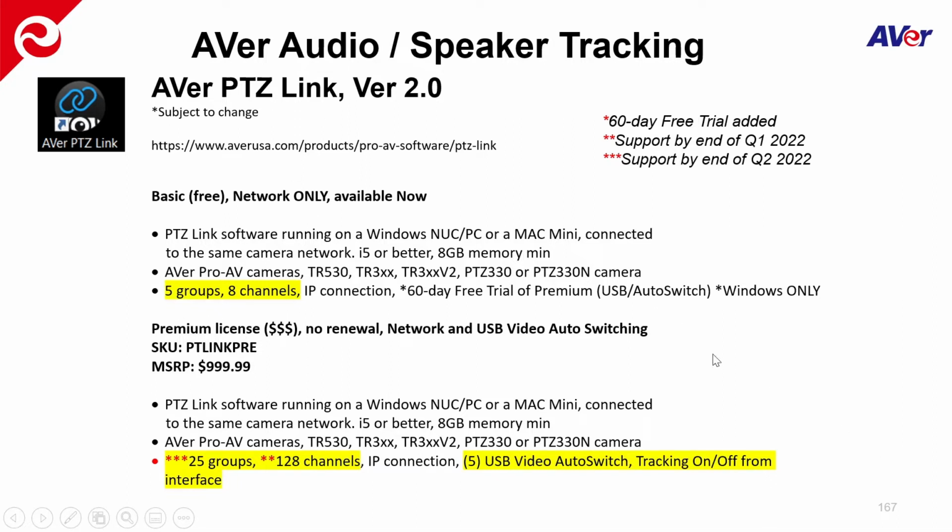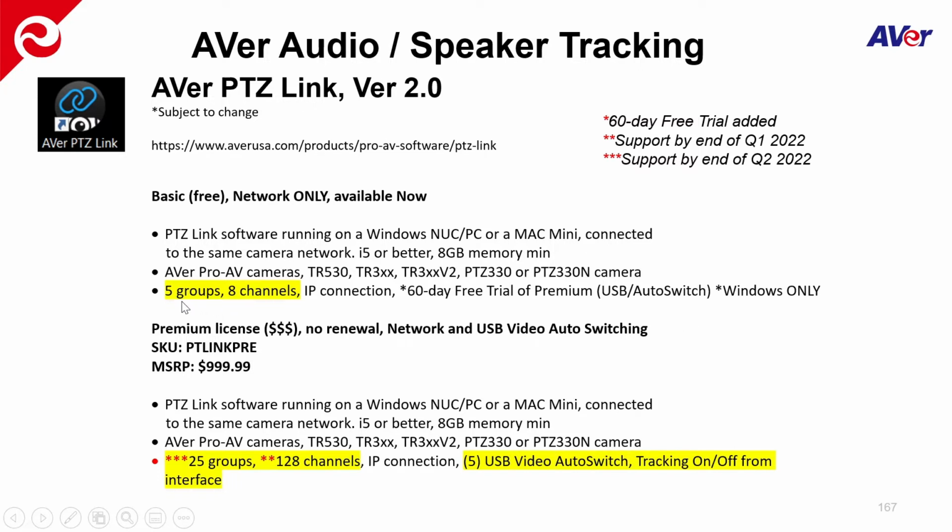One thing that's important to understand, there are two versions of PTZ Link. There is a basic free version, and then there's a premium one. Keep in mind the free version is available for Windows and Mac. You would have to supply your own technology to install this software on. And this works with all of our ProAV camera line, whether it's the tracking cameras or the PTZ cameras. They work with all of them.